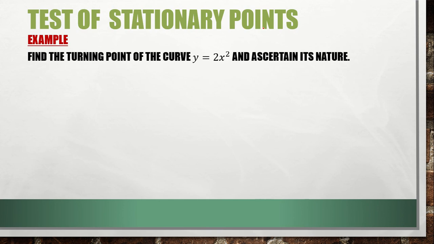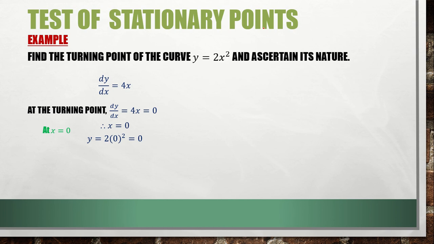Find the turning point of the curve y is equals to 2x squared and ascertain its nature. You may go ahead and try working out on this. Afterwards, I shall also guide you in what I have here. Believing that you have something now at hand, the gradient function is basically 4x. The turning point, you'll get it by equating it to 0. And you'll find that our turning point, we got it to be (0, 0), which was basically our origin. So that is the turning point.